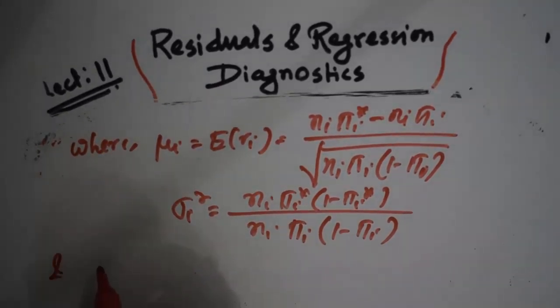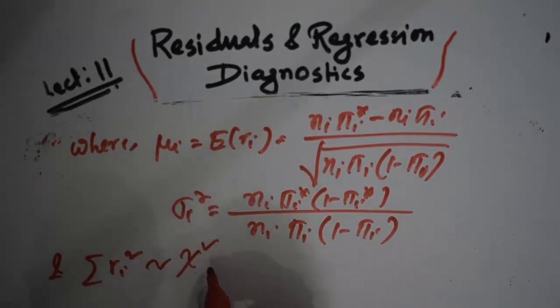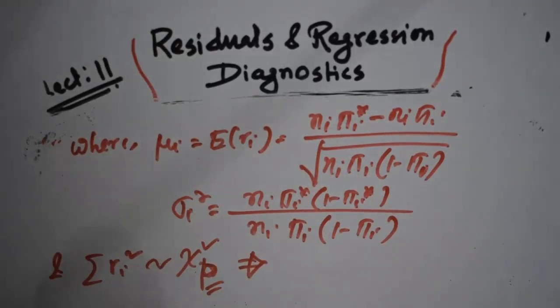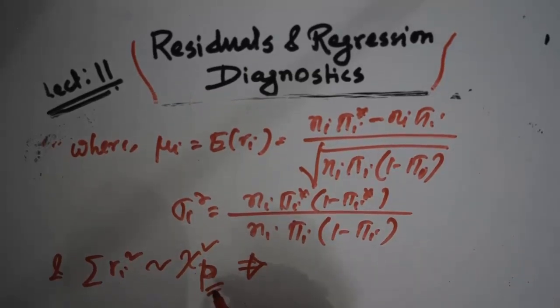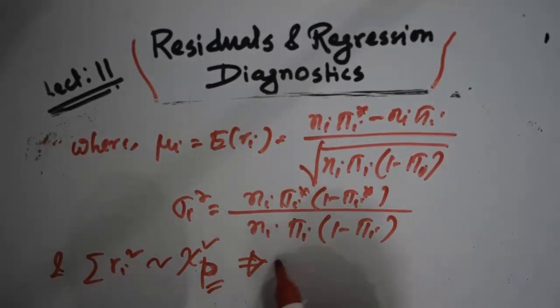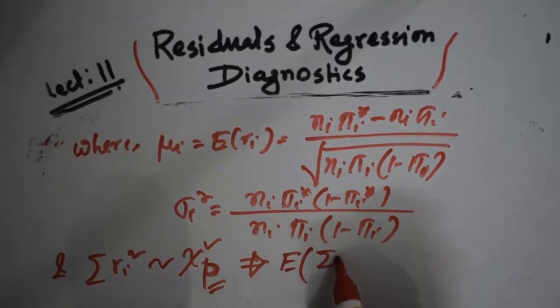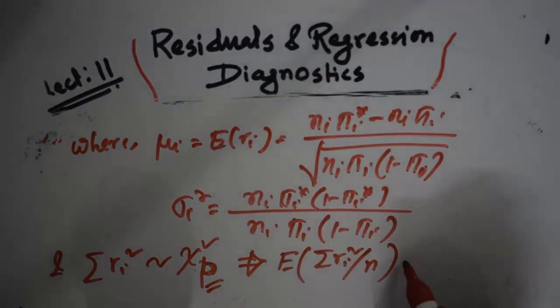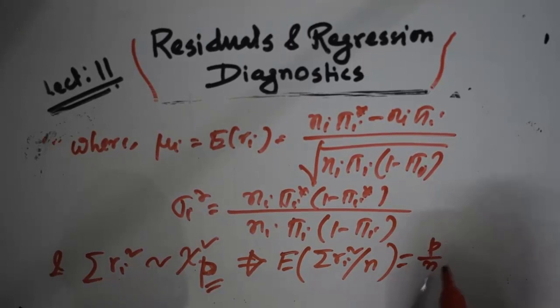And since summation Ri square follows chi square with p degrees of freedom, where I already defined p in my previous lecture, please follow our previous lecture for definition of p, then this implies expectation of sum over Ri square divided by small n, that is total number of observations, which is equal to p by small n, less than 1.